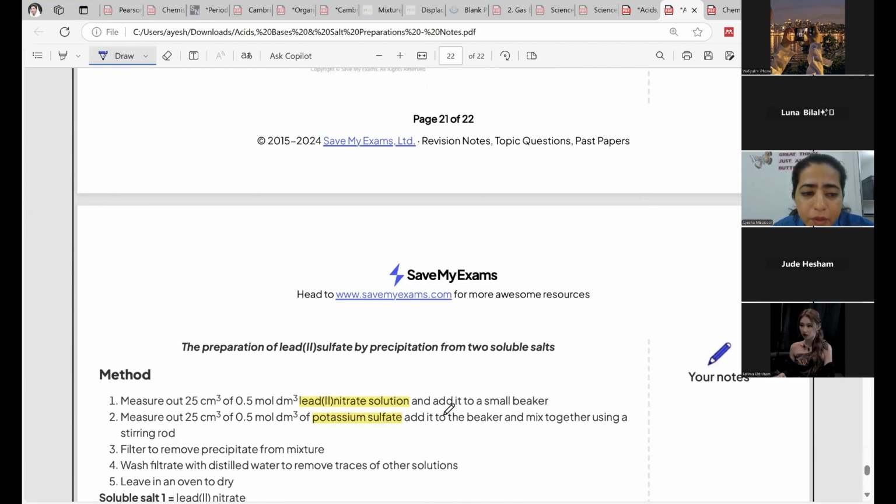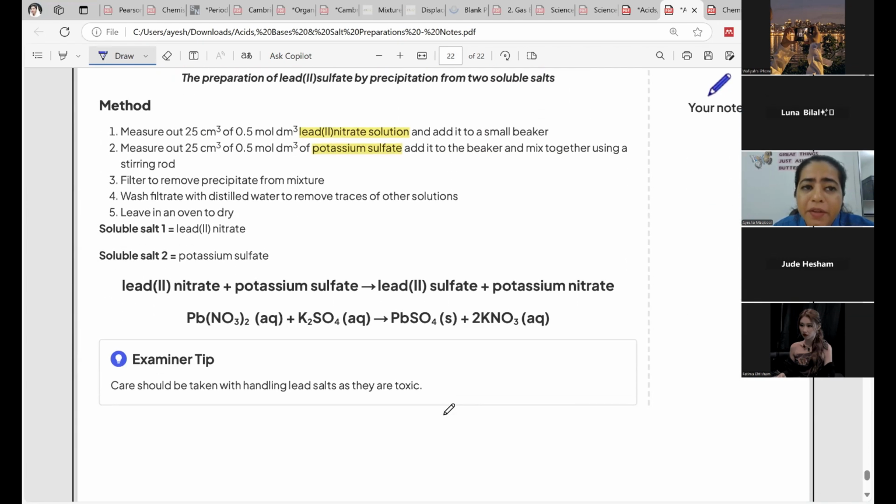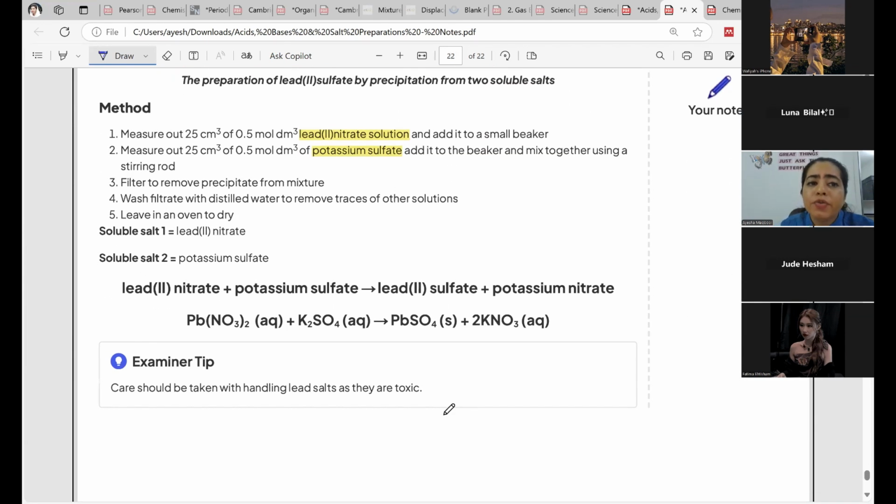Okay, if you want to write the method, we are going to take an equal volume and concentration of both the salts. For example, the very first soluble salt is lead 2 nitrate and the second one is potassium sulfate. Lead 2 nitrate will provide lead, potassium sulfate will provide sulfate. So we will be getting lead sulfate at the end. And the side salt will be produced as well.